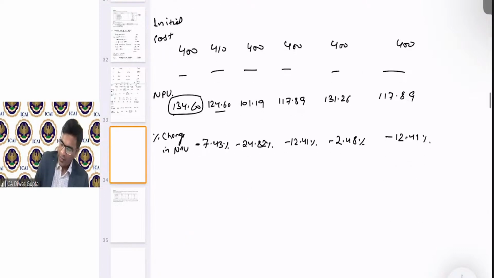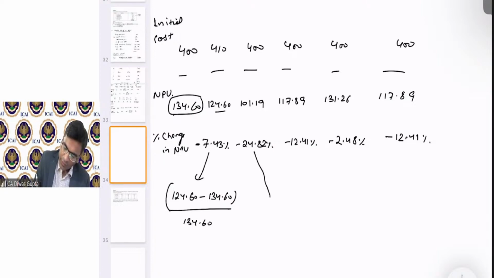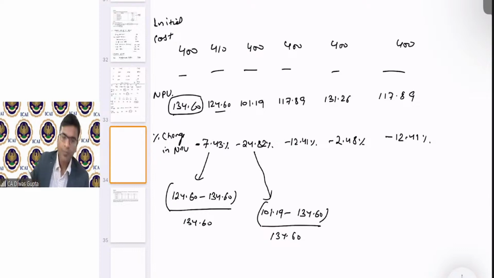So students, I'll just write formula here. How do we arrive at this? So for example, for this is 124.60 minus 134.60 divided by 134.60. For this, it will be 101.19 minus 134.60 divided by 134.60. So this is how the percentages are calculated. Similarly, for this one will be 117.8 minus 134.60.